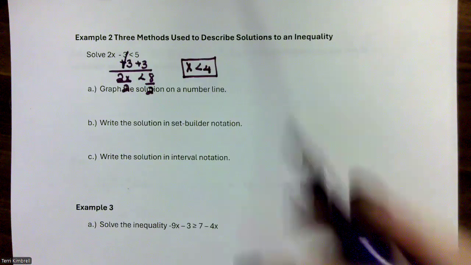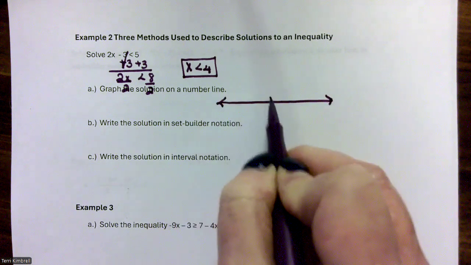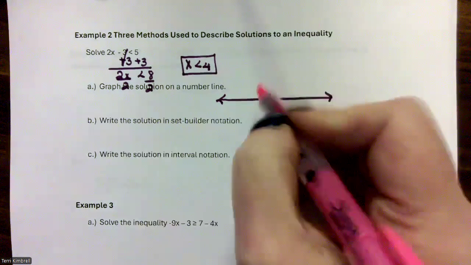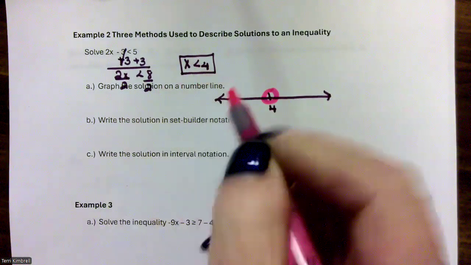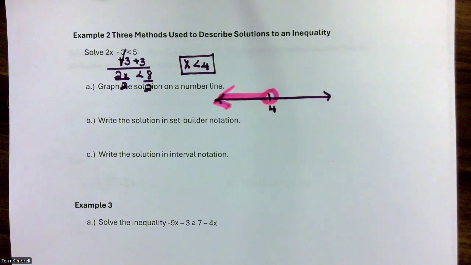So to graph that, we're going to draw a number line, and we're going to put the number 4. Now, since there is no line under the 4, it's open. So I'm going to put an open circle, and it's all numbers that are less than 4, which means we would color to the left. So that's going to be an open infinite interval.